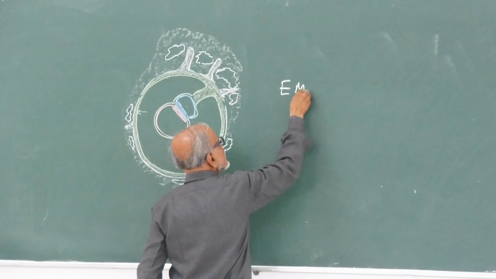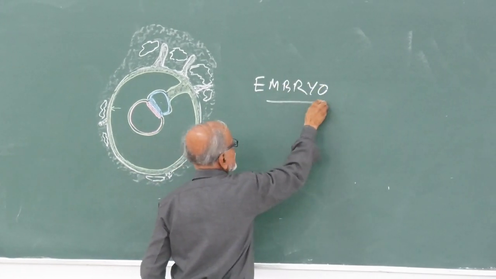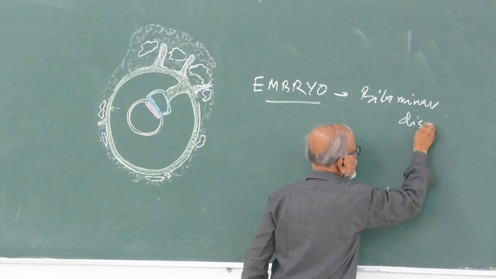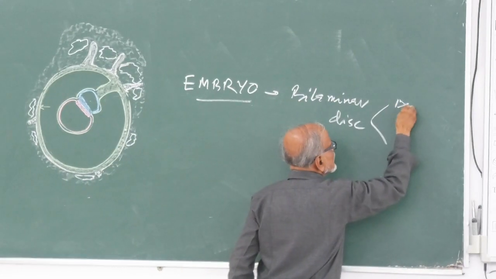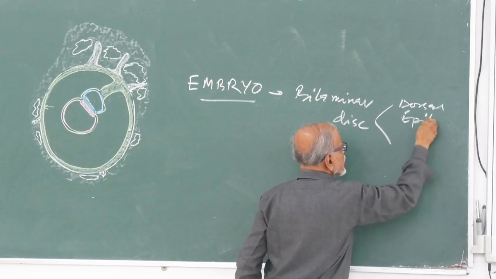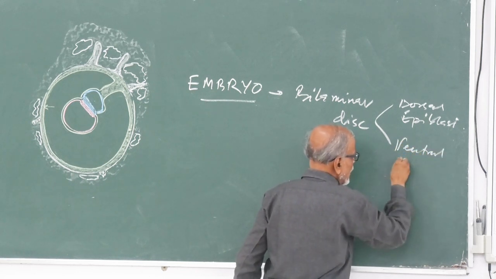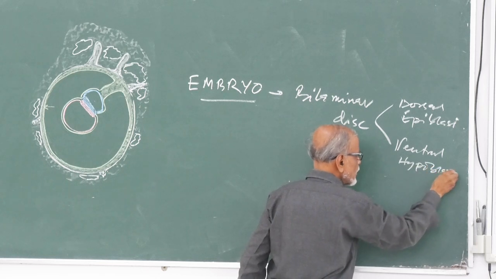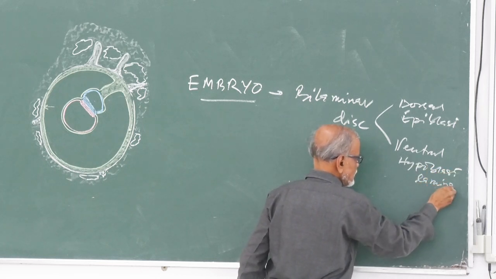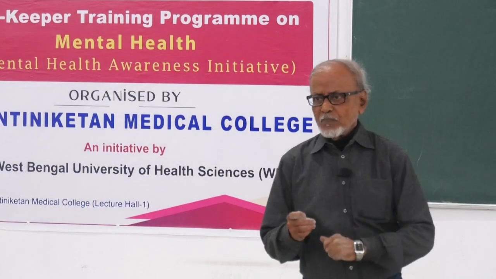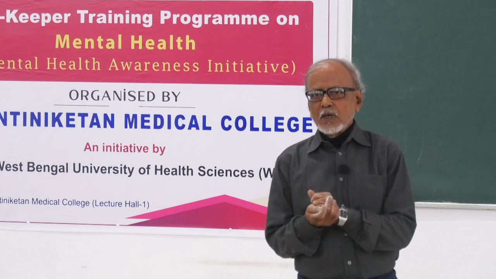embryo at the beginning of the third week, it is a bilaminar disc, একটা ডরসাল এপিব্লাস্ট ল্যামিনা আছে, একটা ভেন্ট্রাল হাইপোব্লাস্ট ল্যামিনা আছে, ঠিক আছে, ভেন্ট্রাল হাইপোব্লাস্ট ল্যামিনা। এইবার so long the embryo is having blast cells, primitive cells, obviously আমরা যখন blast cells বলছি, these are primitive cells, epiblast, hypoblast.